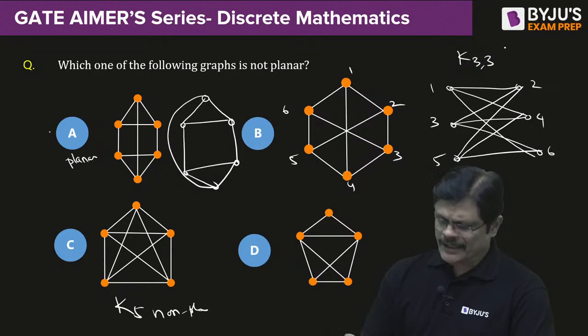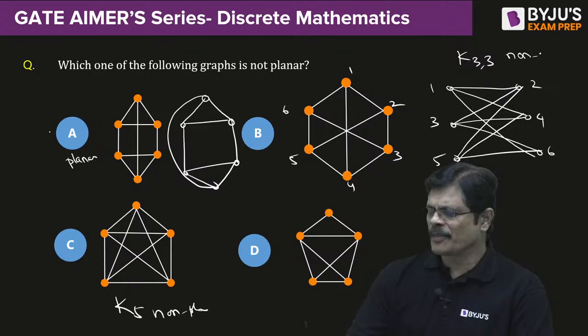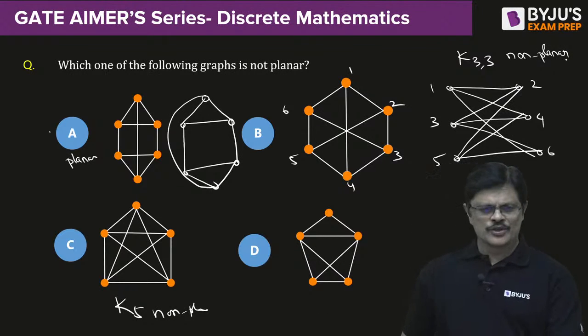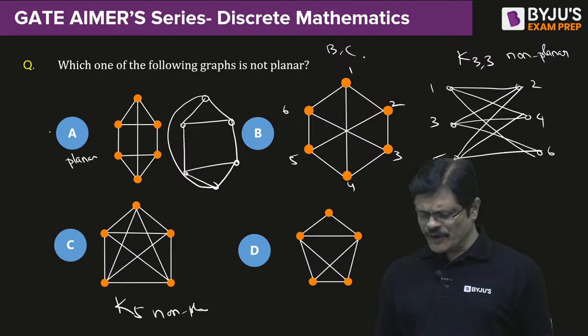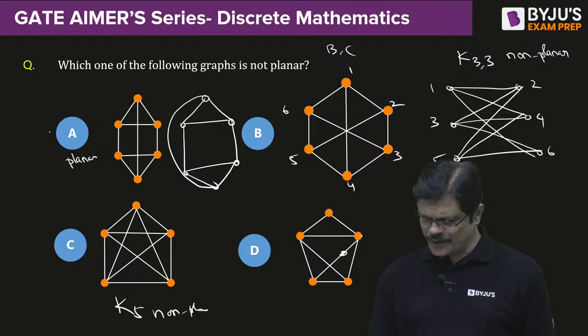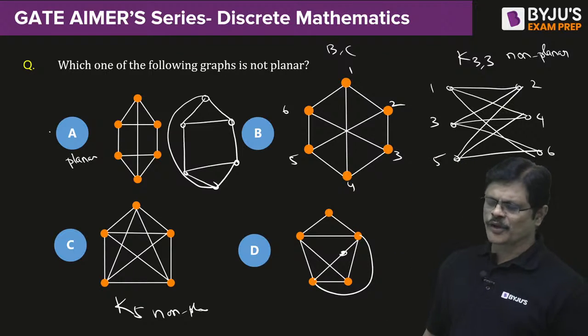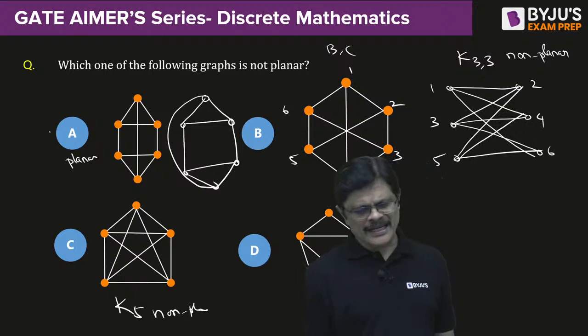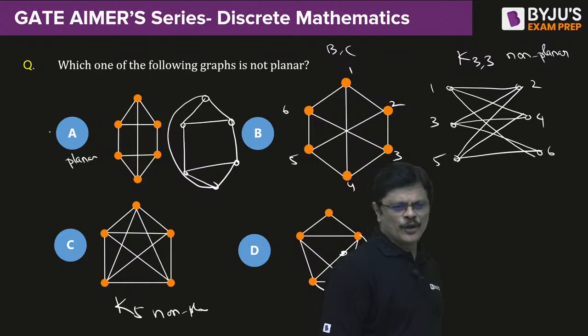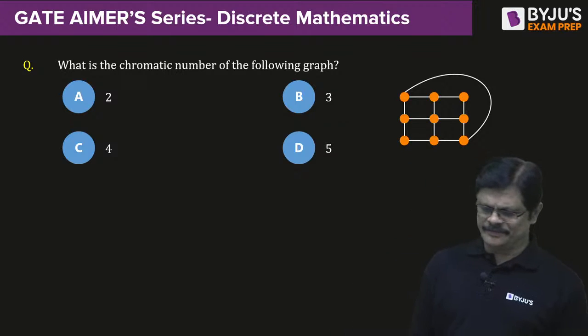And you know that K3,3 is also non-planar, my dear friends. So these two are non-planar. B and C are non-planar, whereas this one is planar because this edge you can just draw outside without crossover. That is, A and D are planar, whereas B and C are non-planar, my dear friends.